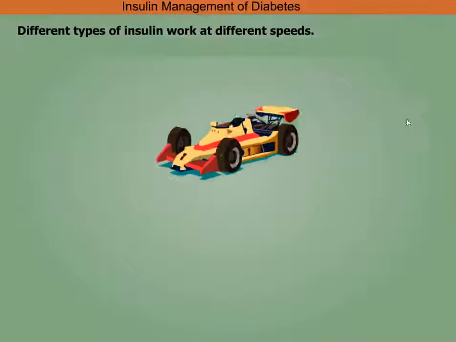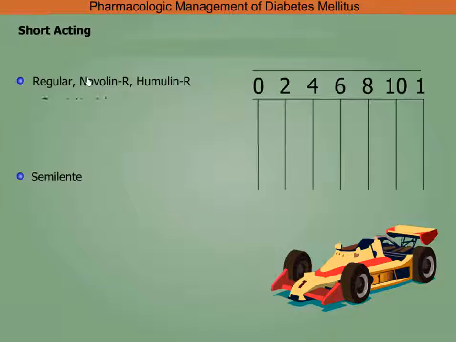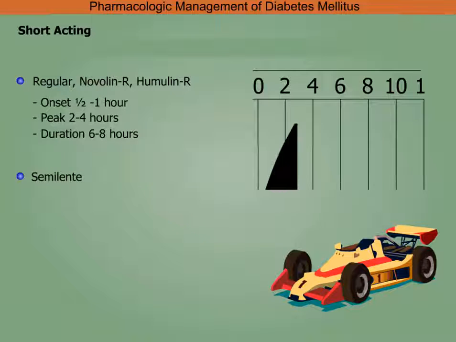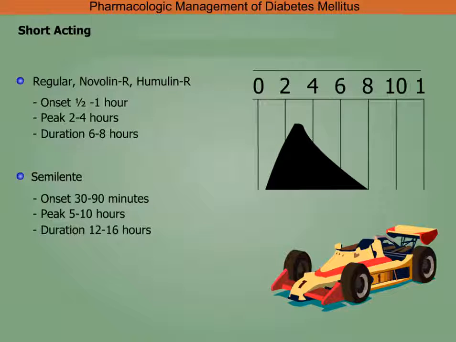Short acting. Regular, Novolin R, and Humulin R. Onset in 1/2 to 1 hour, peak in 2 to 4 hours, with a duration of 6 to 8 hours. Semilente. Onset in 30 to 90 minutes, peak in 5 to 10 hours, with a duration of 12 to 16 hours.